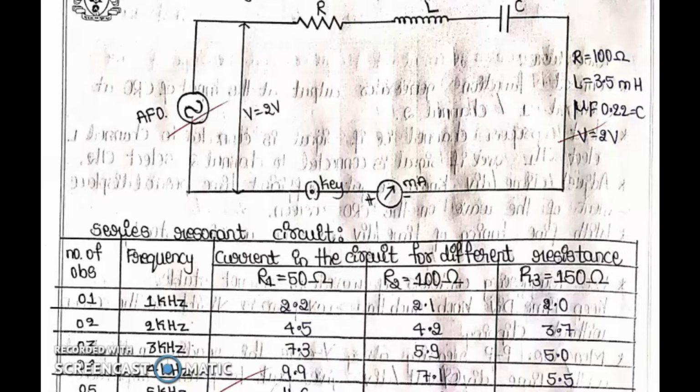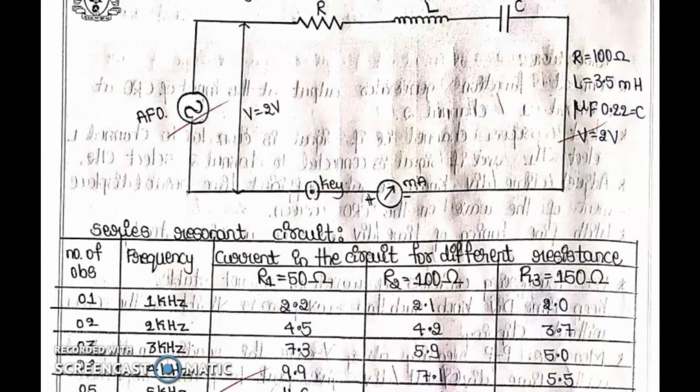Before going for the circuit connections, it is essential for us to set up the input voltage. So, to set up input voltage, connect the terminals of AFO to voltmeter kept in AC mode. Adjust the value of frequency to 1 kHz in AFO. Set the voltage to 2 volts using fine level knob in AFO. Now, the input voltage is set.